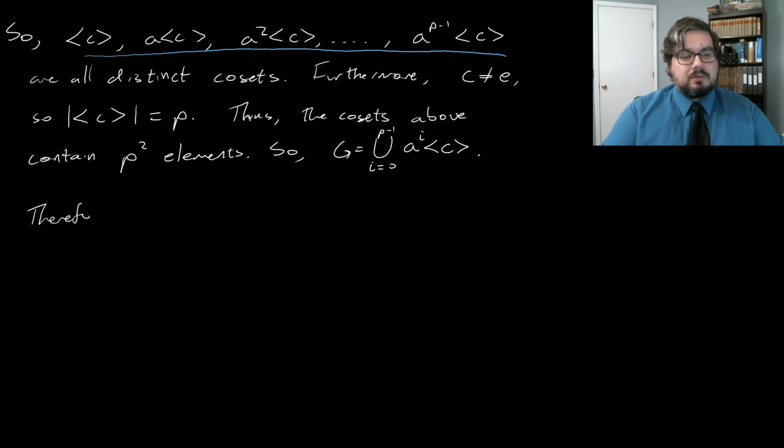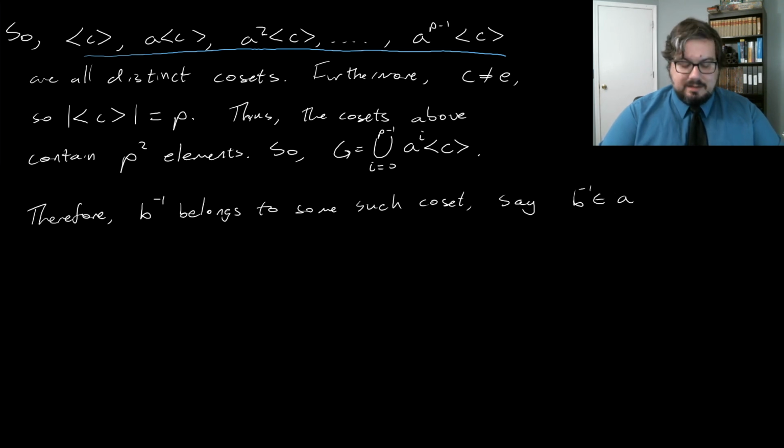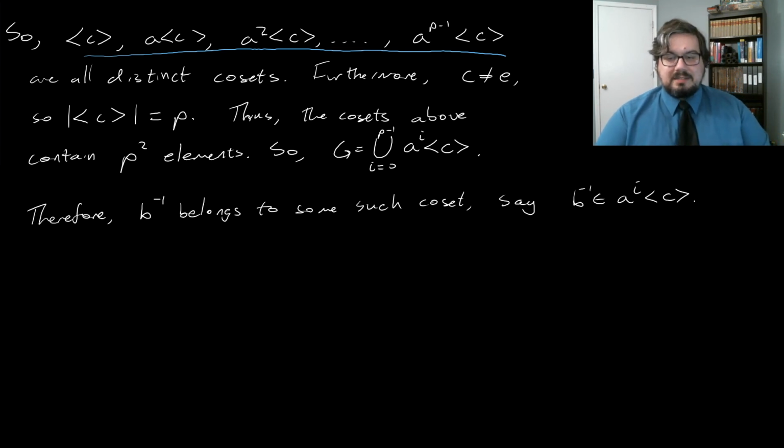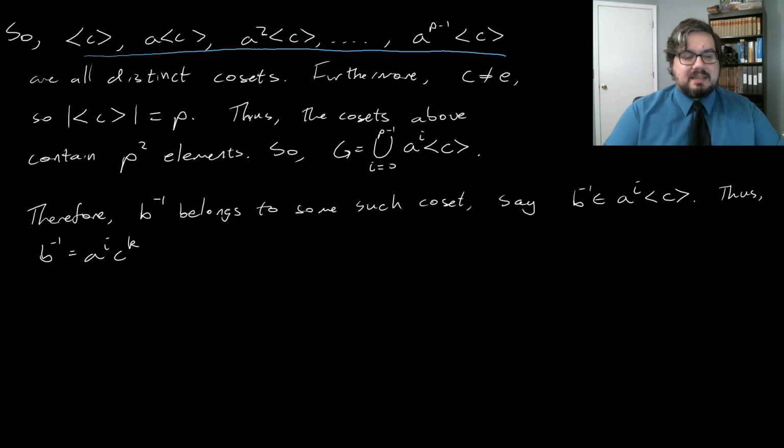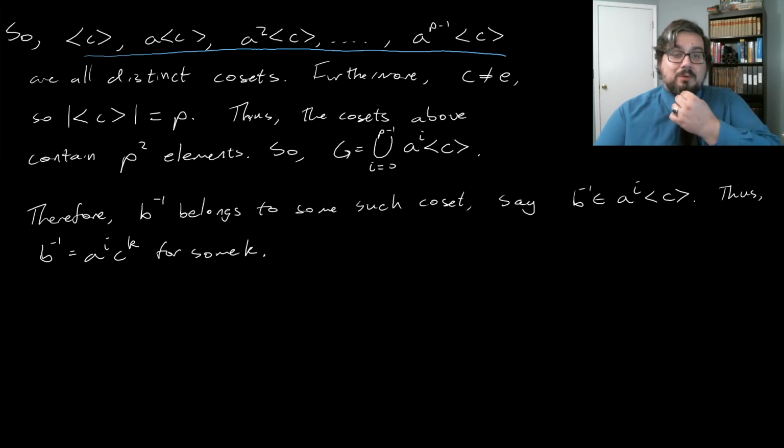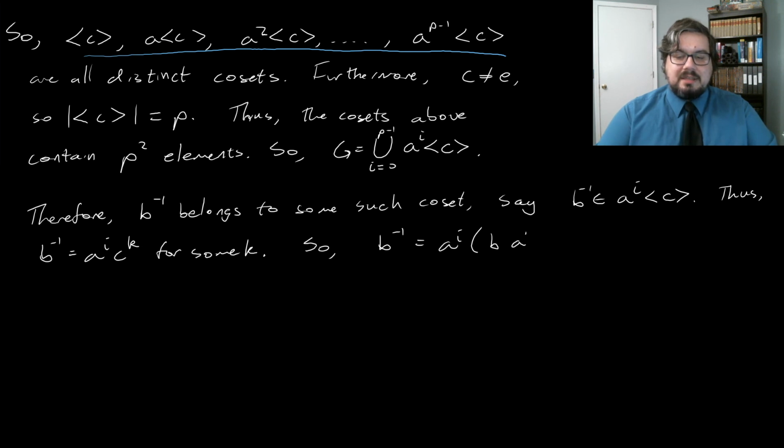Now, therefore, the element B inverse belongs to some such coset. Let's say that B inverse belongs to A to the I times the cyclic subgroup generated by C. Thus, we have that B inverse is equal to A to the I times C to the K for some K. But let's go back and remember what C was. C was this element of B times the cyclic subgroup of A times B inverse. So this means that B inverse is equal to A to the I times (B A to the N B inverse) raised to the K.